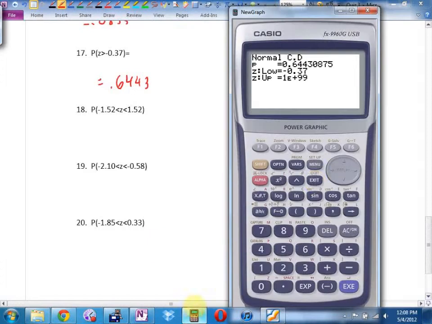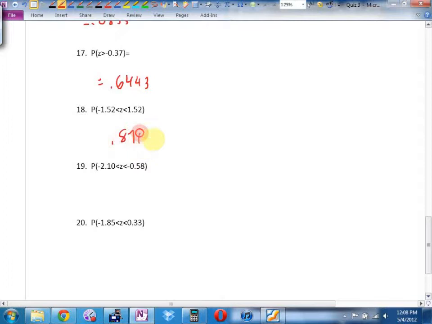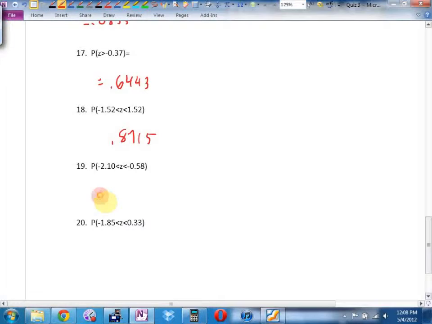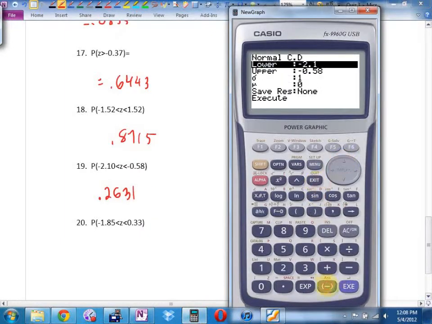And then we got a couple of in-betweeners for 18, 19, and 20. Lower value, negative 1.52. Upper value, positive 1.52. You get 0.8715, yes? Lower value, negative 2.1. Upper value, negative 0.58. 0.2631. And last, lower value, negative 1.85. Upper value, 0.33. 0.5971.